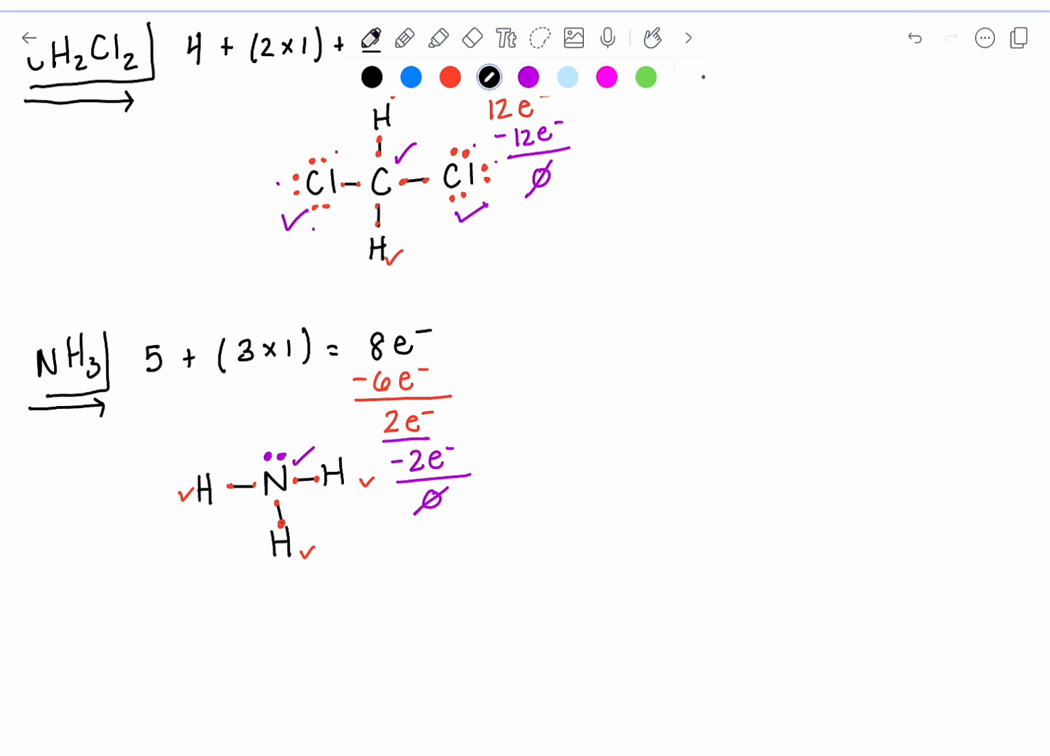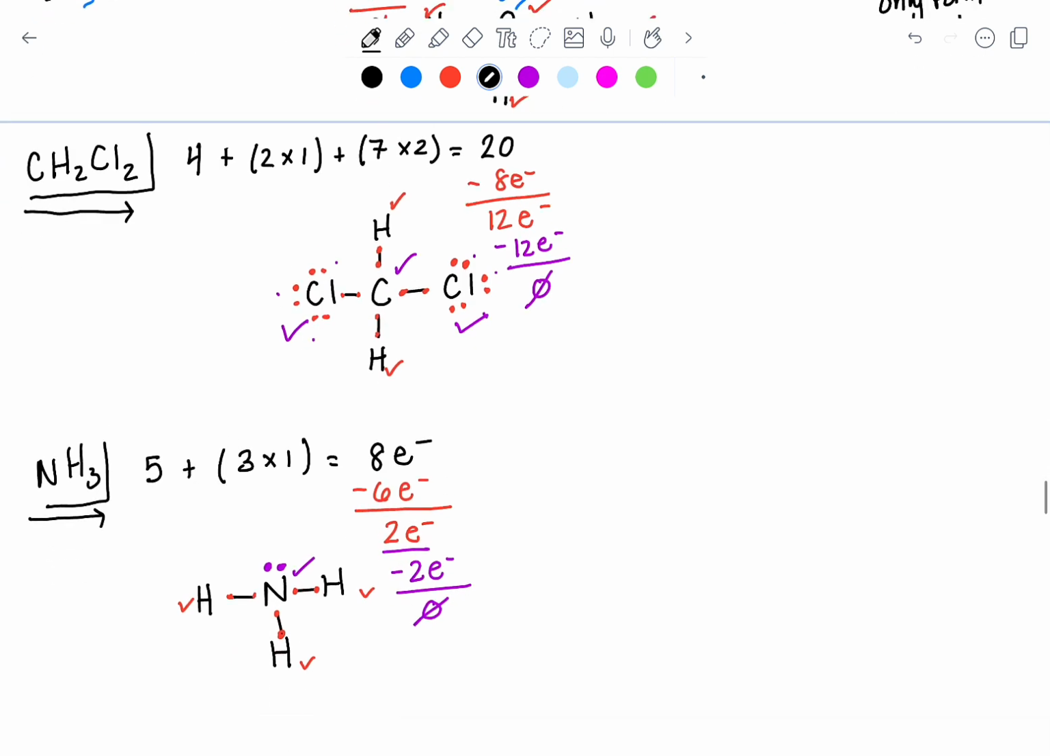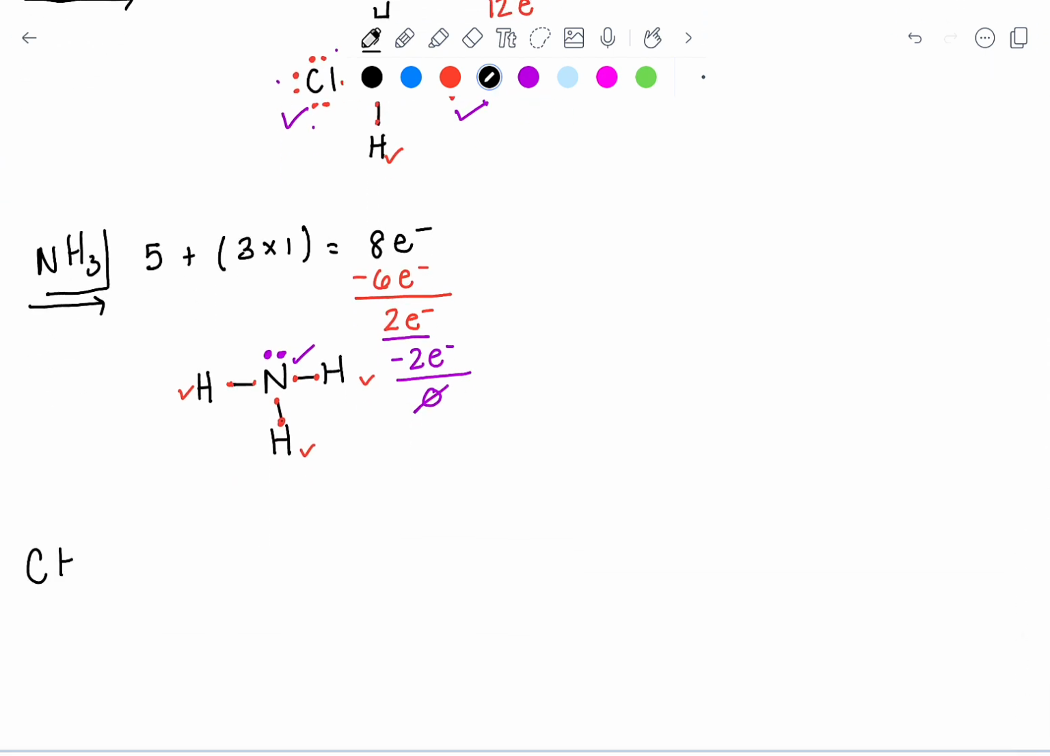Okay, our last example was CH2O. So let's do CH2O. Step 1, count our valence electrons. We know that carbon has 4 valence electrons. We then have 2 hydrogens that each contribute 1 valence electron. And then oxygen has 6 valence electrons in total. So altogether we have 12 electrons that we can use to draw our structure.